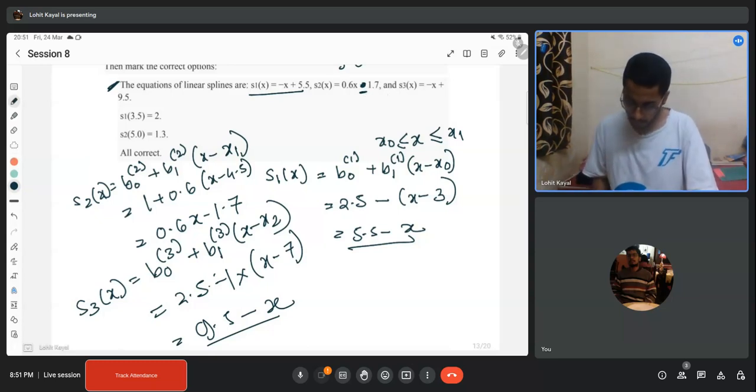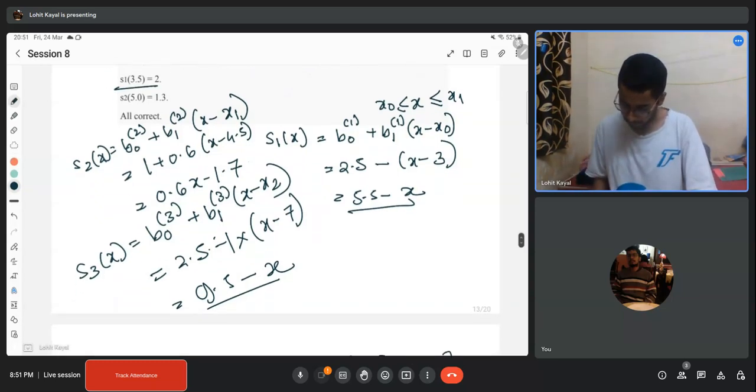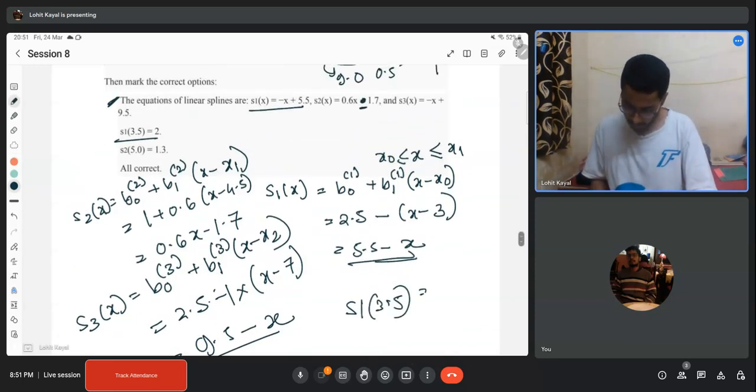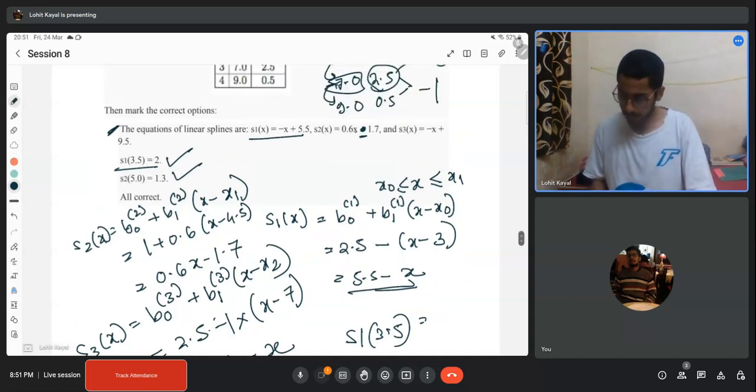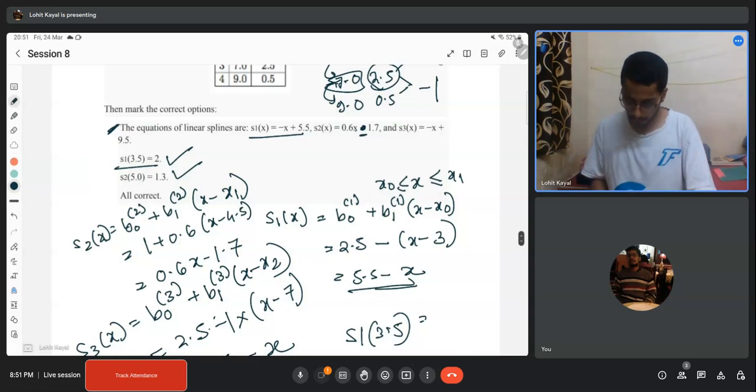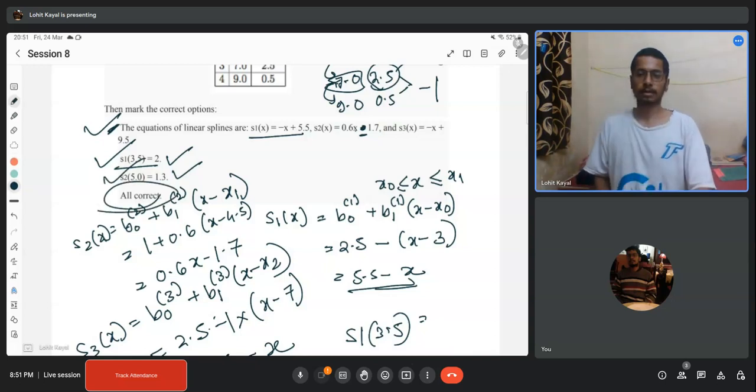Now s1 of 3.5, what is x1? So it should be 2, right? And s2 of 5 will be 0.6 times 5, which is 3, minus 1.7, which is 1.3. So this is also correct. So option 1 is correct, option 2 is correct, option 3 is also correct. That means all of them are correct.